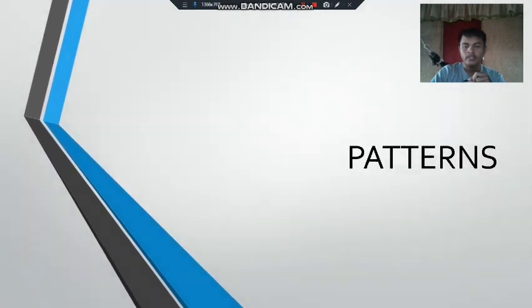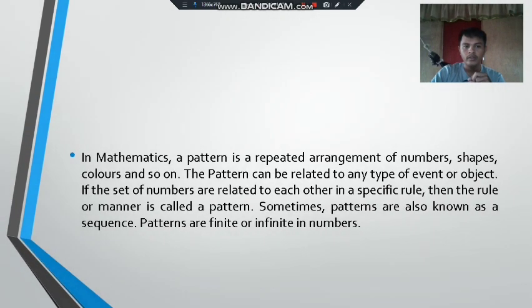Now patterns. In mathematics, a pattern can be a repeated arrangement of numbers, shapes, colors, and so on. The pattern can be related to any type of event or object. If a set of numbers is related to each other by a specific rule, then the rule or manner is called a pattern. Sometimes patterns are also known as a sequence. Patterns are finite or infinite in number.